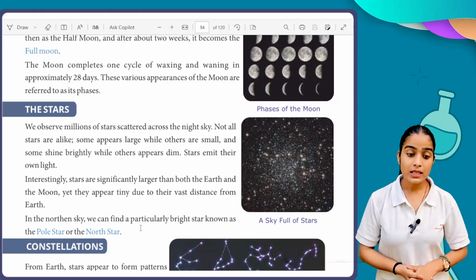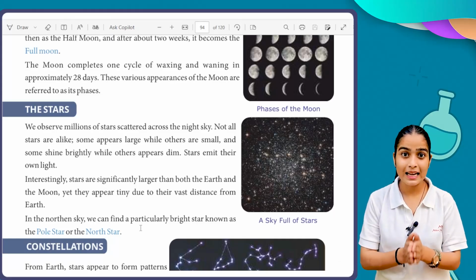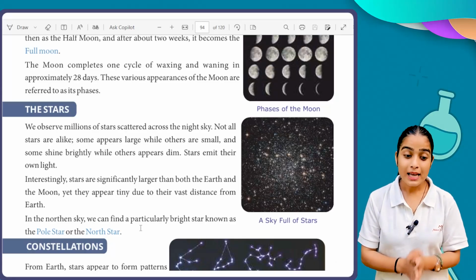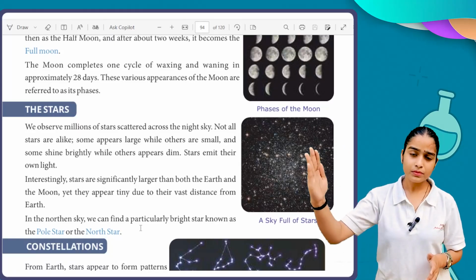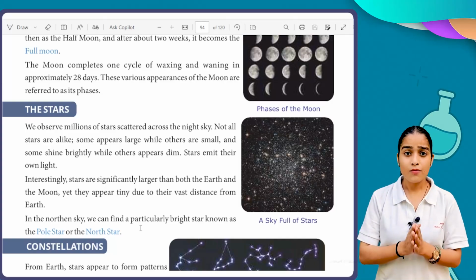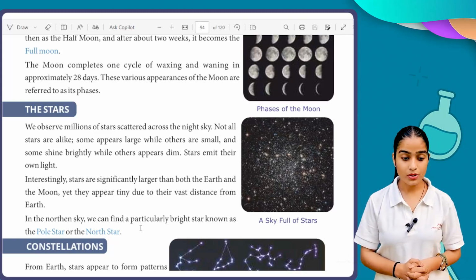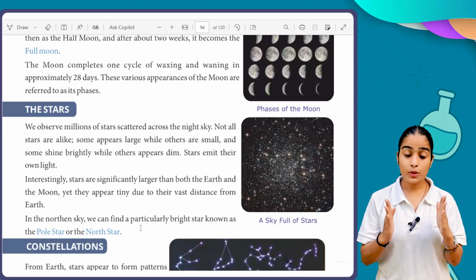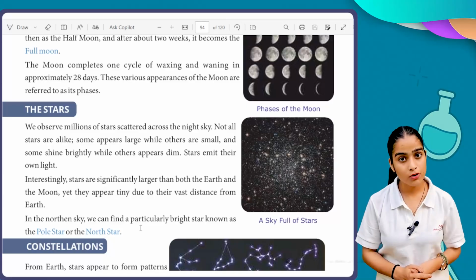Interestingly, stars are significantly larger than both the earth and the moon. Yet they appear tiny due to the vast distance from the earth. Because they are very far away, that is why they look very small in size when we see them in the sky. In the northern sky, we can find a particularly bright star known as the pole star or north star. That bright star is referred to as the pole star, and we also call it the north star.